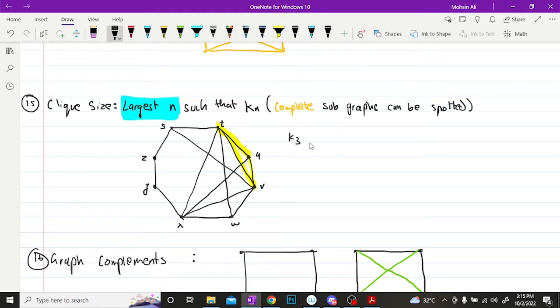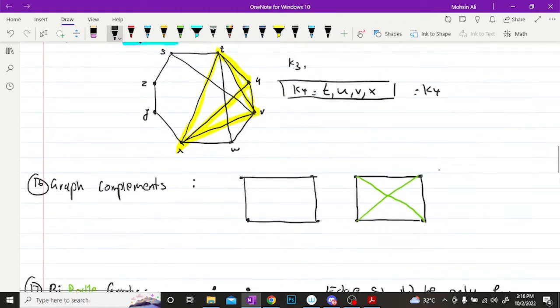So we have found K3. Is there a possibility that we could find K4 in here? Let's see. T is connected to W, and W is connected to V, but W isn't connected to U, so that's not a possibility. Let's try X. T is connected to X, X is connected to U, and X is connected to V. This is a complete graph. So we can say that there is indeed a K4, defined by the vertices T, U, V, and X. So the largest clique size of this graph is going to be K4.